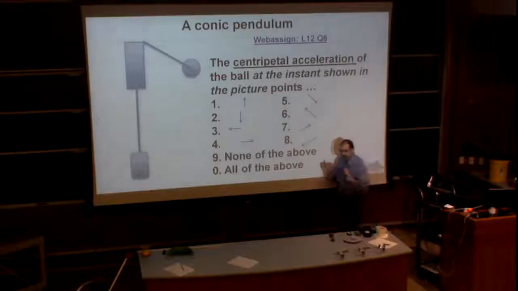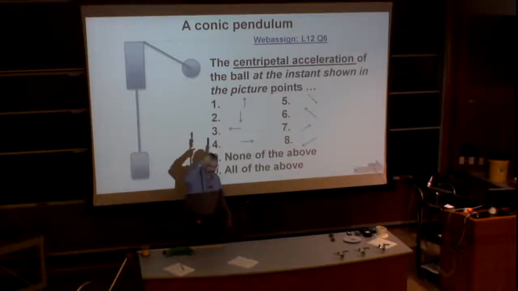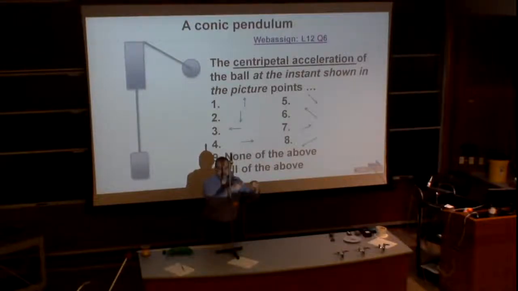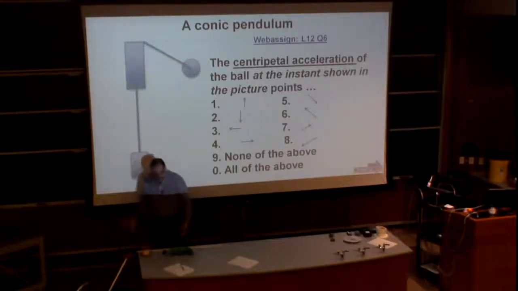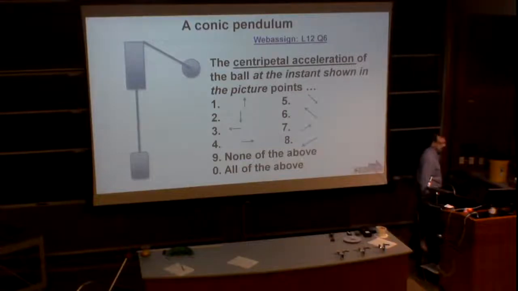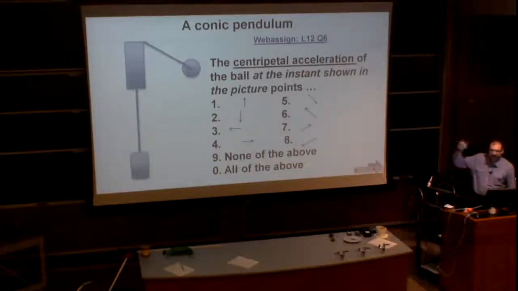This is a photograph, a snapshot of this conic pendulum at this particular instant. Remember, it spins. So if you have a camera, you can make a snapshot. And at this particular instant, the ball is here. And of course, it keeps going. But we take a photograph, and the ball is to the right of the pole. And at this very instant, the acceleration of the ball must have some direction. So the question is, what do you think about the direction of the centripetal acceleration at this very instant?